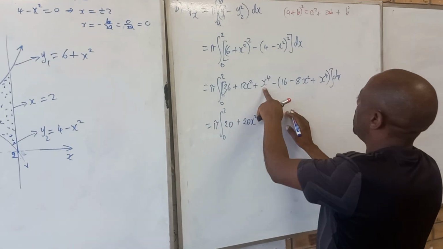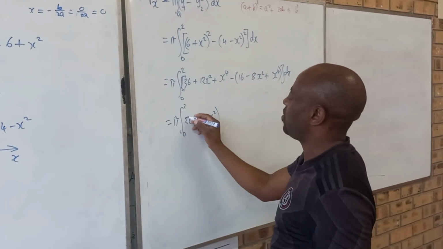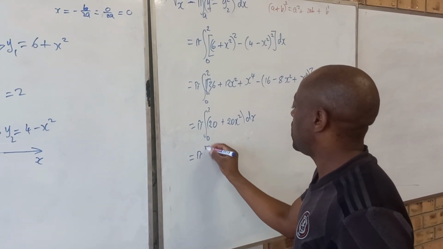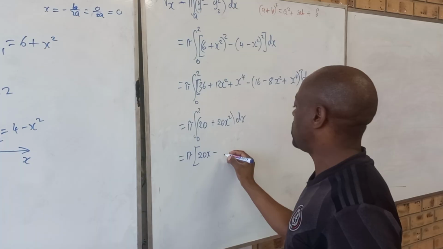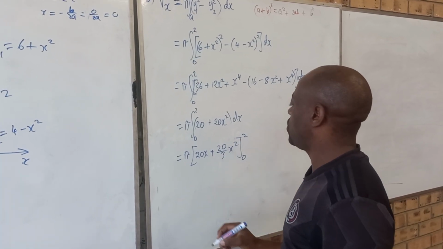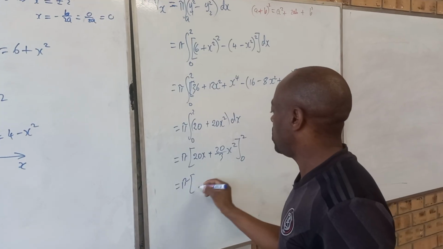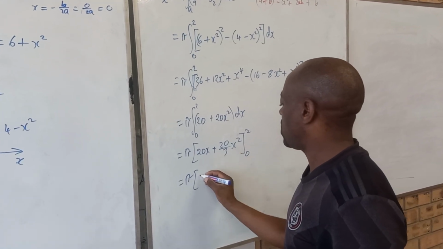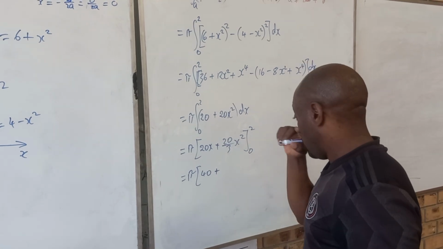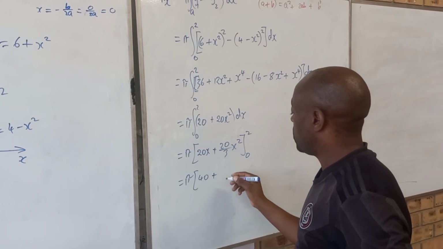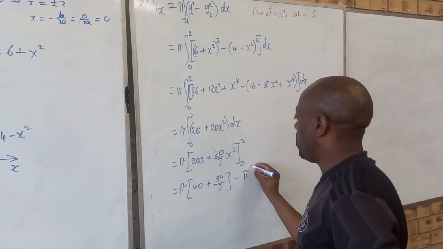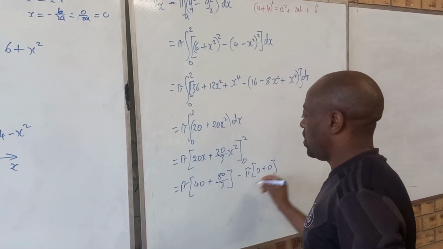20x squared, then x to the power 4 minus x to the power 4 disappears. So that's what I get. Then I integrate, I get 20x plus 20 over 3 x cubed, from 0 to 2. Then I put my limit, I put 2 there, 2 times 20 is 40, then plus 2 cubed is 8, 8 times 20 is 160 over 3. That's my upper limit. The lower limit is 0 plus 0.